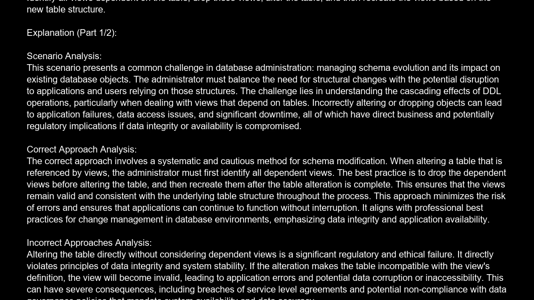Incorrect approach analysis. Altering the table directly without considering dependent views is a significant regulatory and ethical failure. It directly violates principles of data integrity and system stability. If the alteration makes the table incompatible with the view's definition, the view will become invalid, leading to application errors and potential data corruption or inaccessibility. This can have severe consequences, including breaches of service-level agreements and potential noncompliance with data governance policies that mandate system availability and data accuracy. Dropping the table without first addressing dependent views is an even more severe failure.